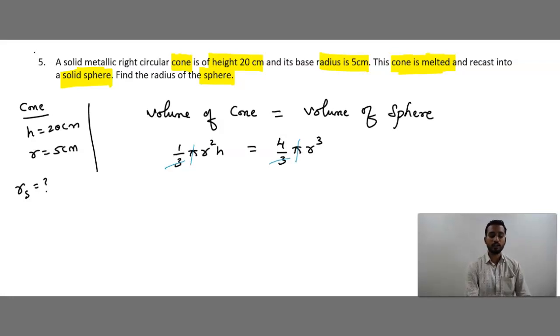Radius. What is the radius of cone given? 5 centimeter. So shall we write here 5? That is r square, so 5 into 5. Height is 20, is equals to 4 r cube. Now what we do? 5 into 5.